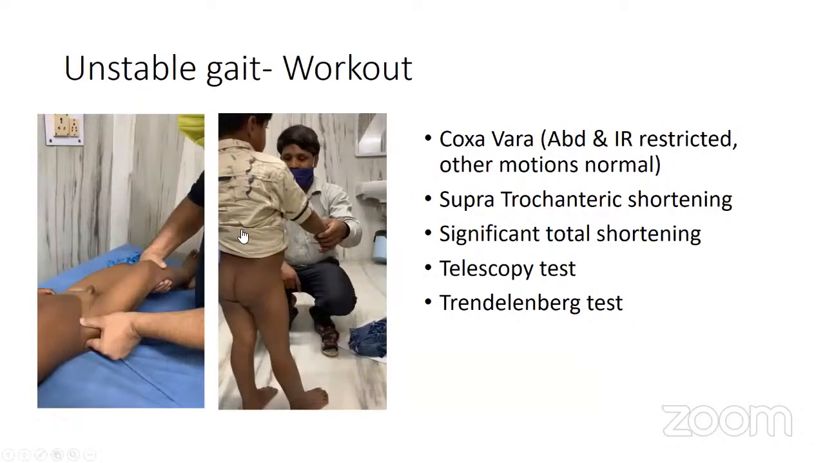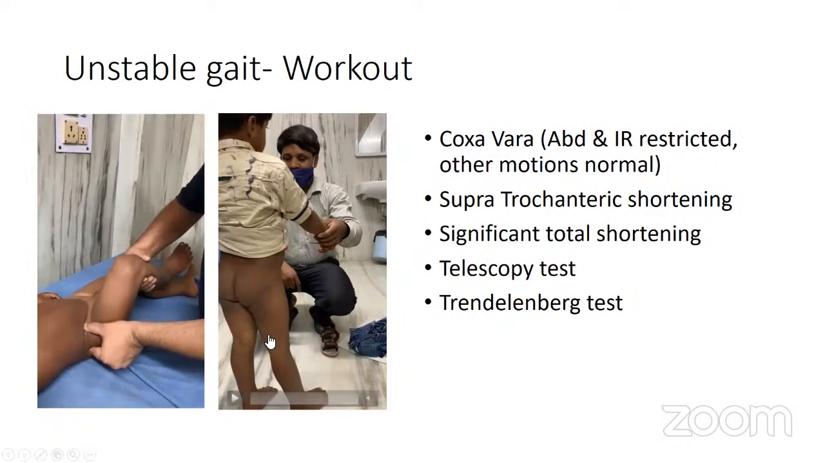And in the workup, you have to check whether it is coxa vara, like there is some Perthes disease, or adolescent coxa vara, or a pathological fracture of the neck of femur that leads to coxa vara. The basic point for diagnosis is that abduction and internal rotation of the hip is restricted, but the other motions are normal. So that is the one. Next is the supratrochanteric shortening. We have to check it, and the significant total shortening we have to check.